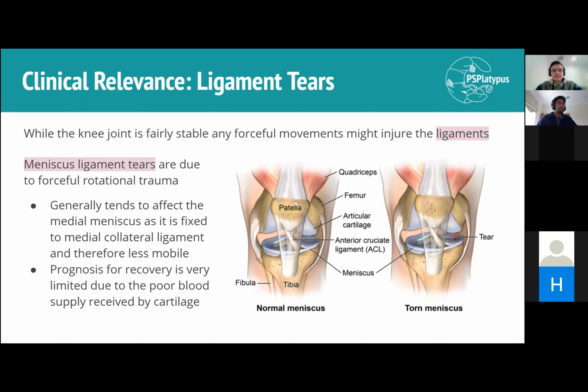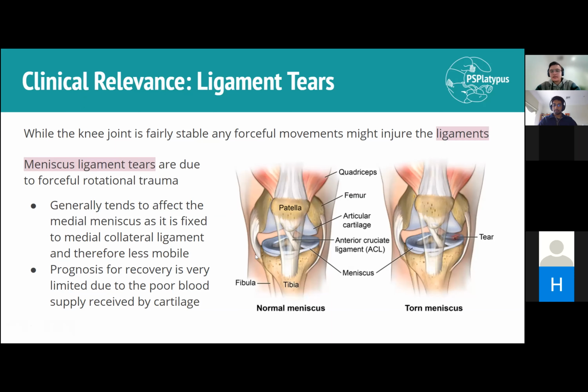And then finally, the meniscus ligament tears. Remember that these are just the cartilaginous structures that are preventing too much friction between both of the bones that are articulating to form the knee joint. So generally, it tends to affect the medial meniscus. And the reason why is because it's fixed to the MCL. So if you've got pathology in either, you're going to more likely impact the medial meniscus than the lateral meniscus, which is not connected to much.